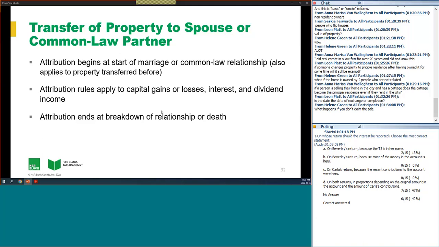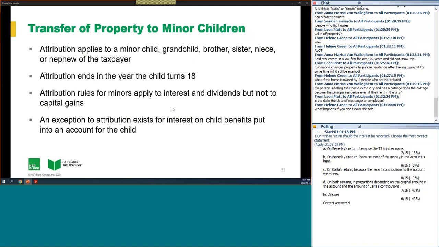People tried it, the government caught them and said, we have a rule for that now. This attribution rule happens until the breakdown of the relationship or until a person dies, because you can't be married after a person dies. So we need to know the dates of the marriage and how long they lasted and when the transfer happened. But as long as that transfer exists while the marriage exists, you have to use the attribution rules. Okay? I'm going to give you examples. I want to talk about minor children next.